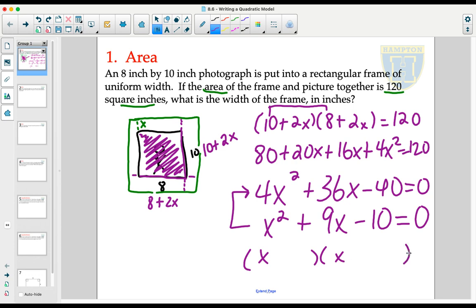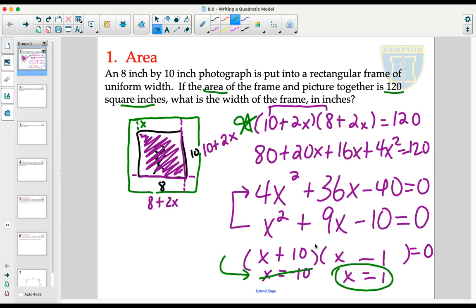This looks like a perfect candidate to try to factor, which we can: x plus 10 and x minus 1. And we get two solutions, x is equal to negative 10 and x is equal to 1. If this was a decontextualized example that I handed you, both of those numbers would be solutions. However, because we know x is a representation for the width of a frame, we know that x cannot be negative 10. That means that x must be 1. We're able to disregard the negative solution.